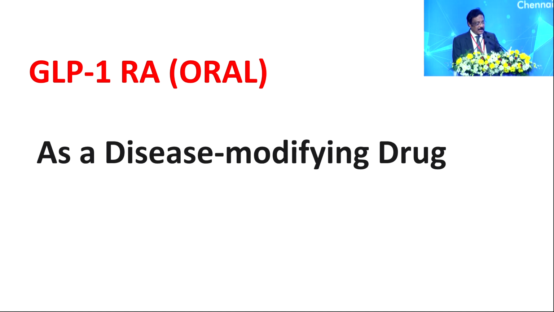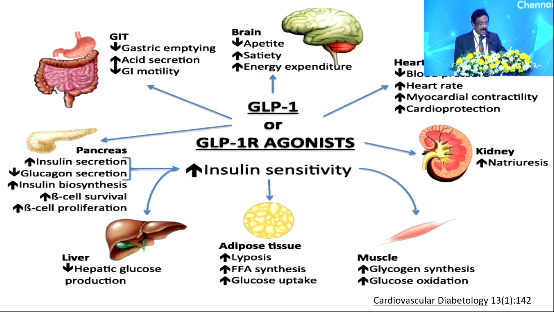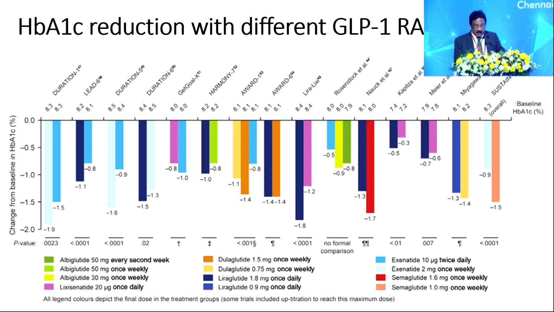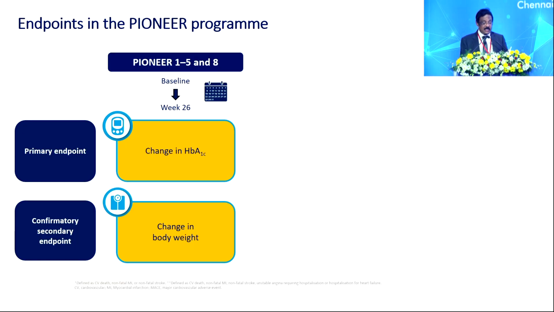Of course, next come the GLP-1 receptor agonist oral formulations as disease modifying drugs. You know, the various actions of the GLP-1 receptors on the brain, gut, heart and kidney, and the various actions on adipose tissue and muscles have been enumerated properly in the previous lectures. The HbA1c reduction with the different GLP-1 receptor agonists has also shown a modest decrease in all the trials.